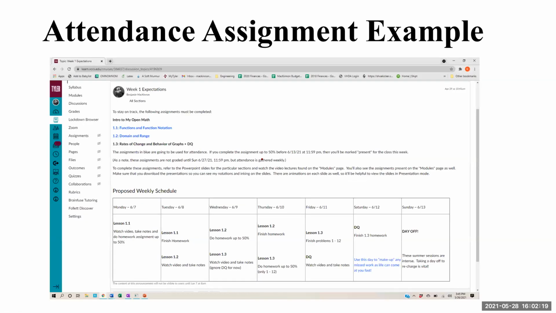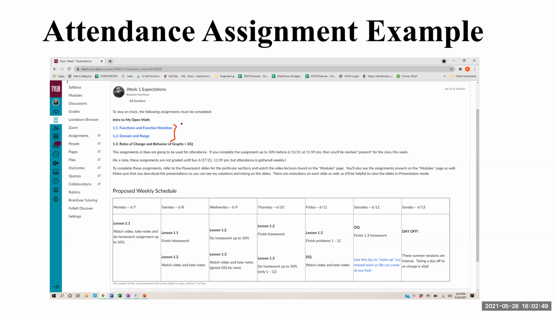Now, let's suppose you are in week 1. You'll see in the announcement, I tell you that the 2 attendance assignments that week are 1.1 functions and function notation and 1.2 domain and range. That means each of these assignments, you need to get up to 50% in order to be counted fully present for that week. So that needs to happen before the 13th of June at 11:59 p.m., which is like midnight. So make sure that you are staying on top of that.